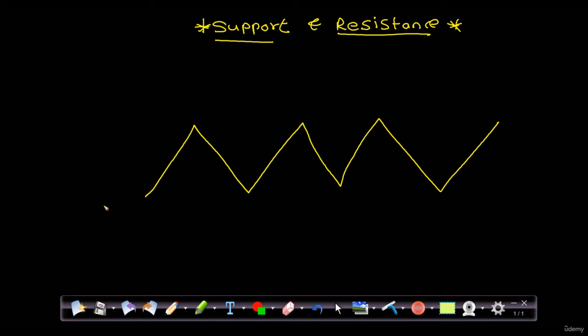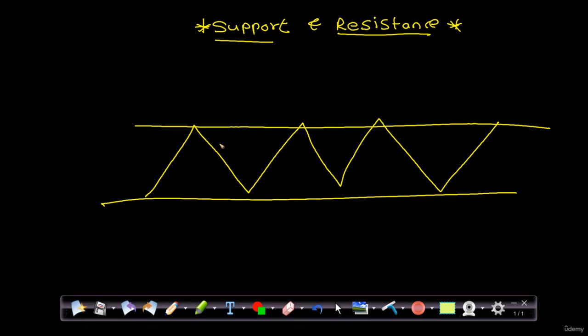Now if you see a simple example, I will mark this, I will mark this. I will just mark the levels where the market got rejected and where the market got support. As per this example, this is my resistance and this is my support. Suppose the market starts falling from the upside at this line, that means this resistance will act as a support in future. Same for this support.